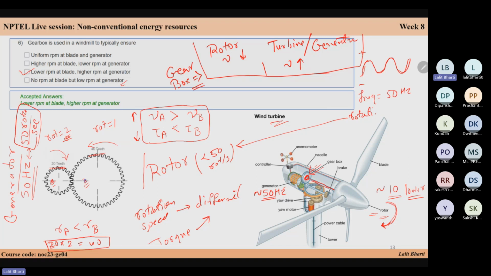So the mechanism is simple, as I have told. What we need is to maintain the minimum speed of the generator, the rotating speed of the generator, and keep your rotor or your blade speeds lower. This was question 6.